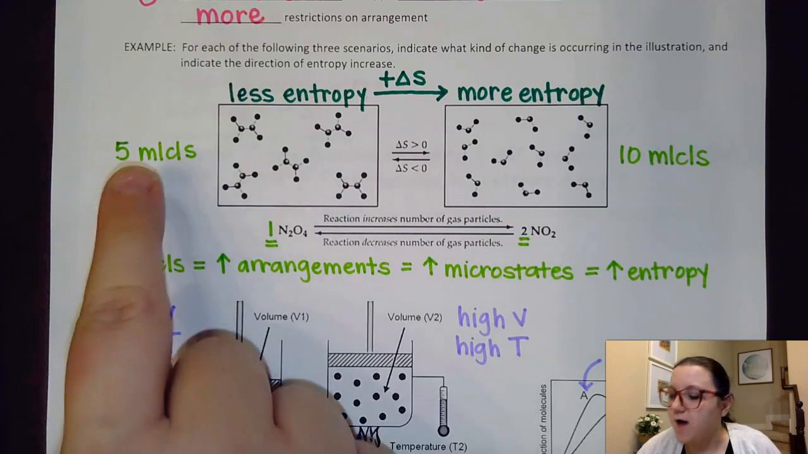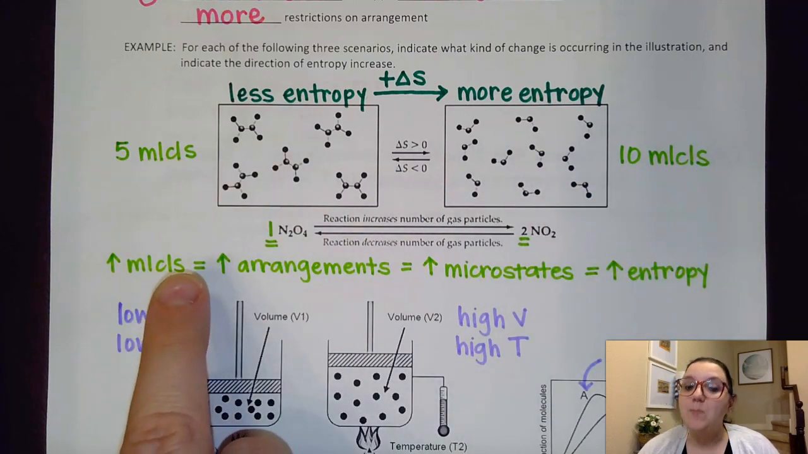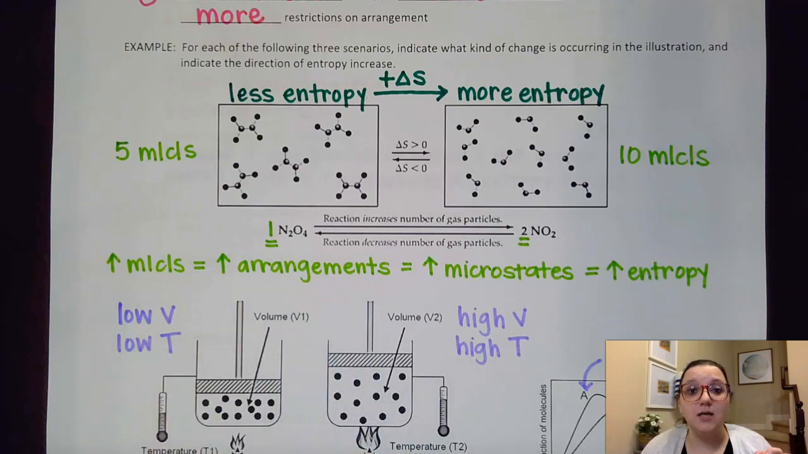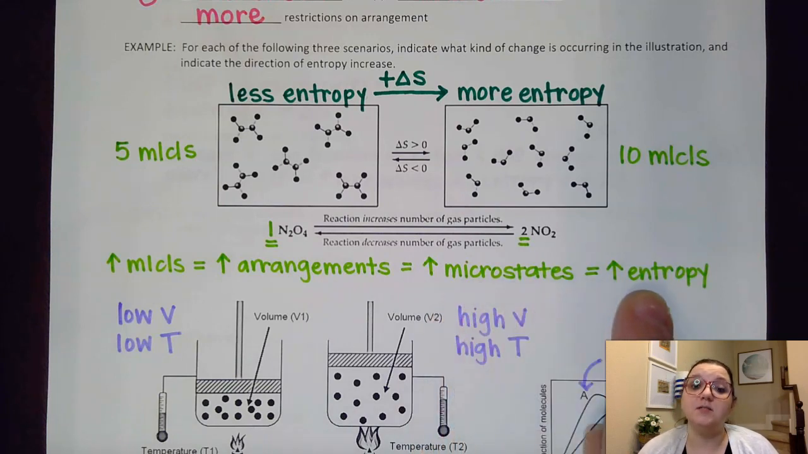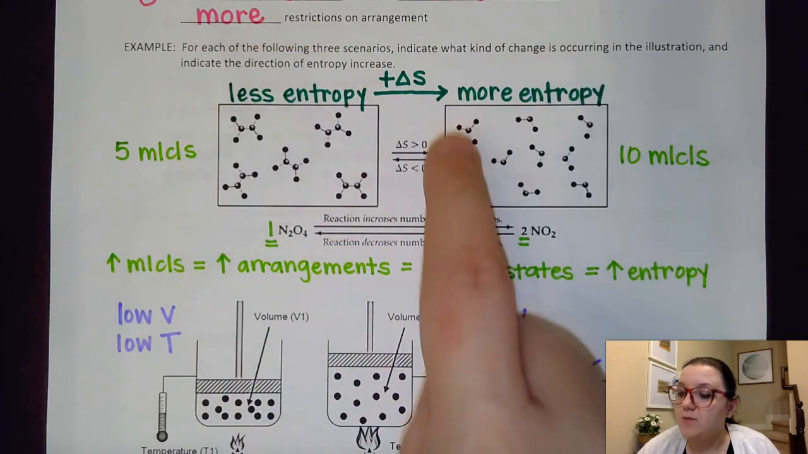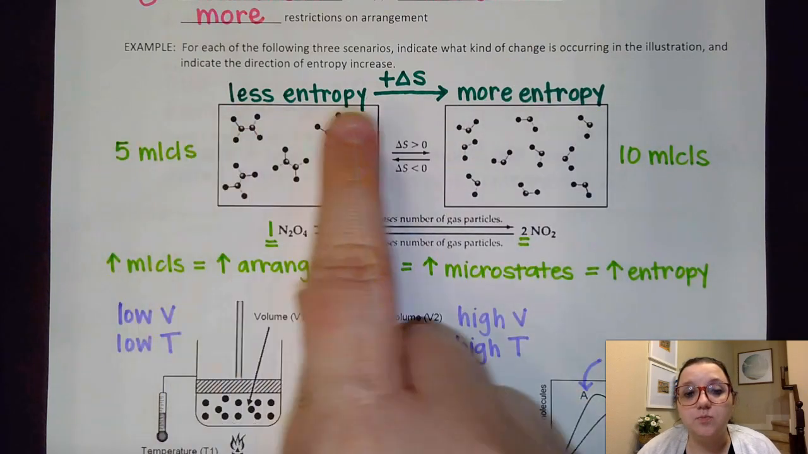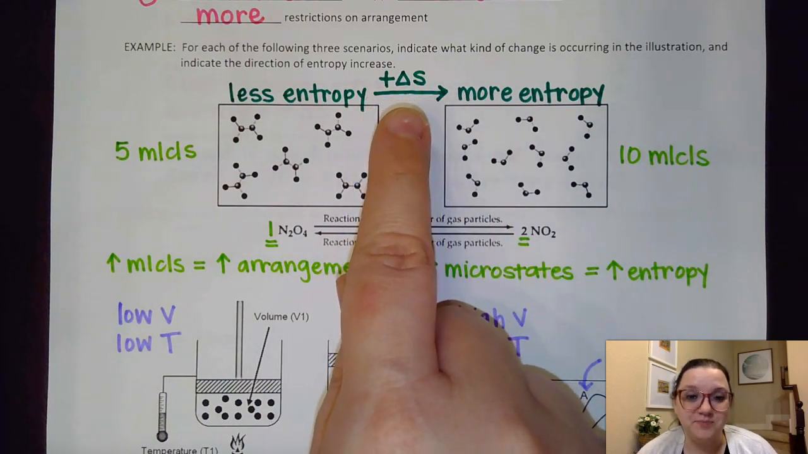So in going from 5 molecules to 10 molecules, we're increasing our number of molecules, meaning we're increasing the number of arrangements that we could potentially have, the ways we could organize all of those particular molecules, which means we've increased the number of microstates, which means we've increased our entropy. So we're going from a lower entropy situation to a higher entropy situation, meaning this process would give us a positive delta S value. All right, let's look at our next one.